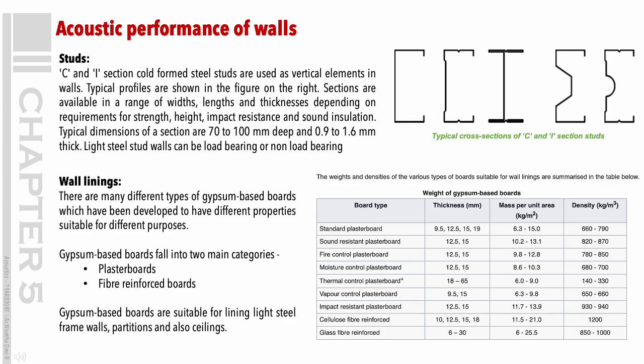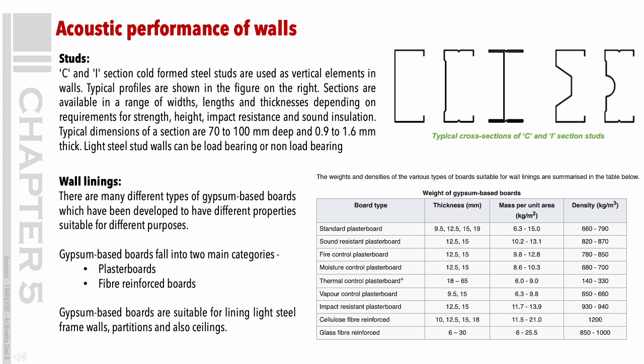Acoustic performance of walls. Studs. C and I section cold-formed steel studs are used as vertical elements in walls. Typical profiles are shown in the figure on the right. Sections are available in a range of widths, lengths and thicknesses depending on requirements for strength, height, impact resistance and sound insulation. Typical dimensions of a section are 70 to 100 mm deep and 0.9 to 1.6 mm thick.